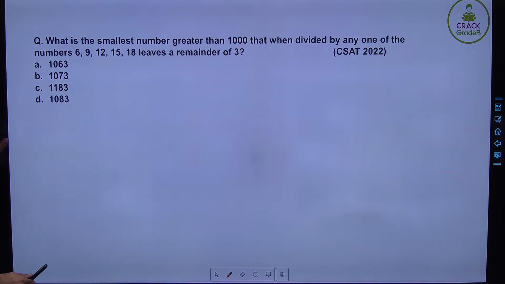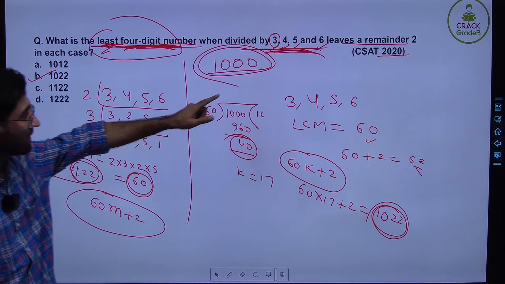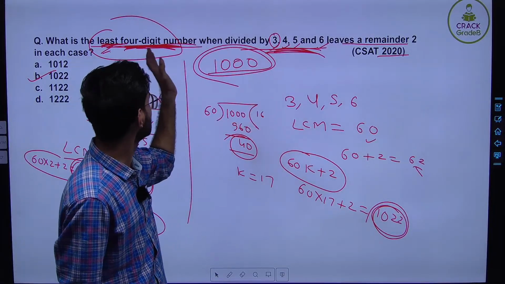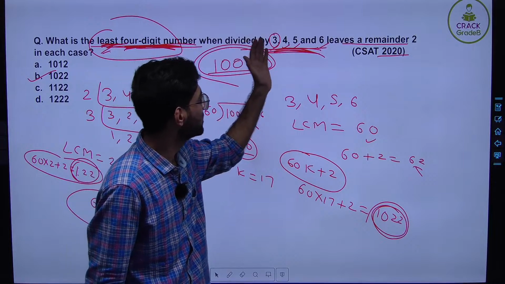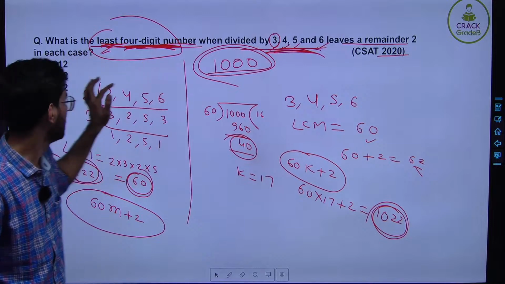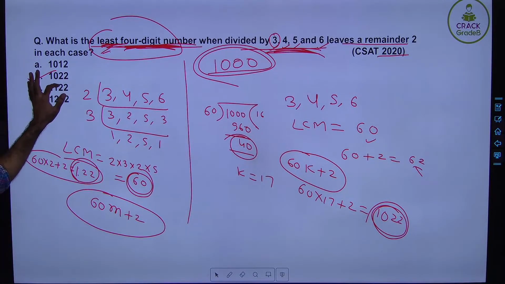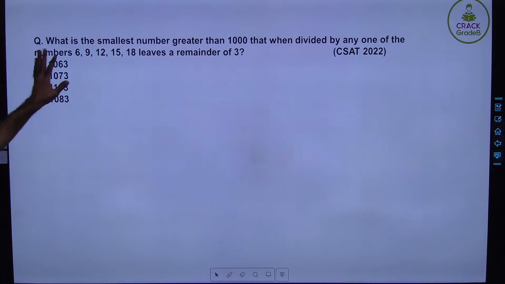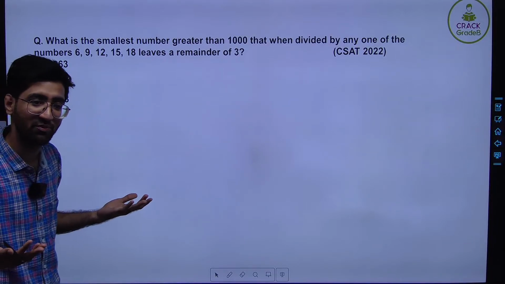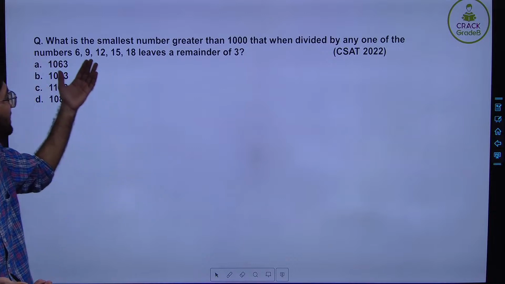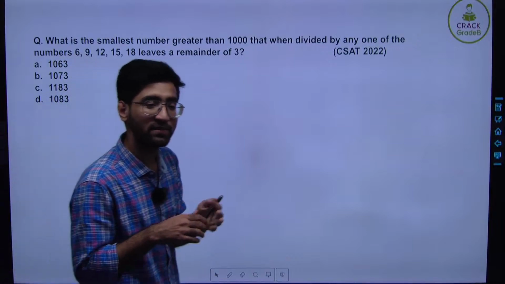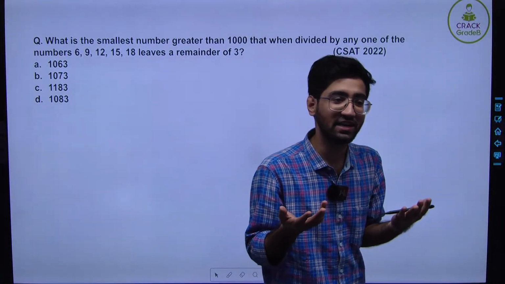Now try to notice one thing. They asked this question in 2020: find the least 4-digit number that when divided by 3, 4, 5 and 6 leaves a remainder 2. Least 4-digit number, and the answer is slightly greater than 1000. Now this question is from 2022. Are you able to find the pattern? Again, they ask what is the smallest number greater than 1000. Means they are again asking what is the least 4-digit number?